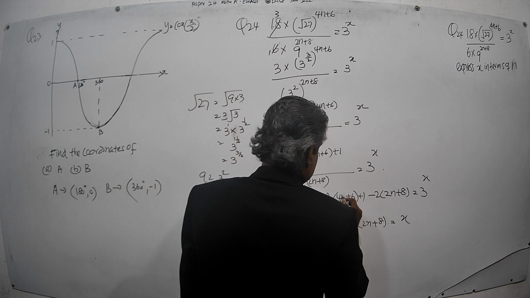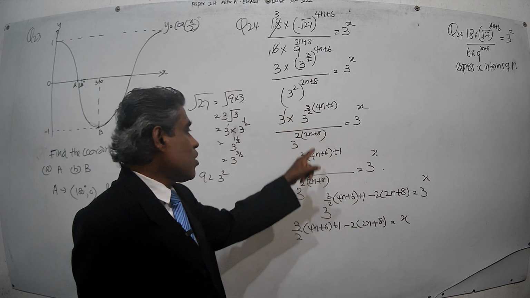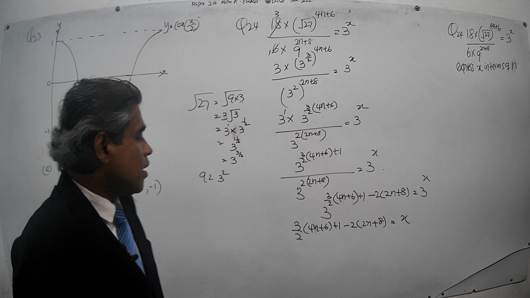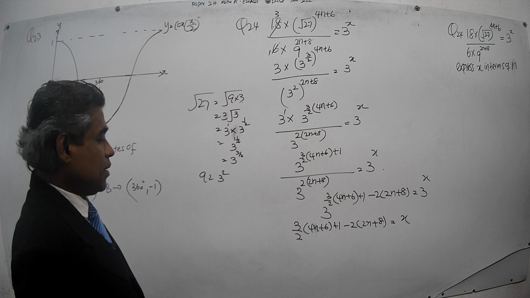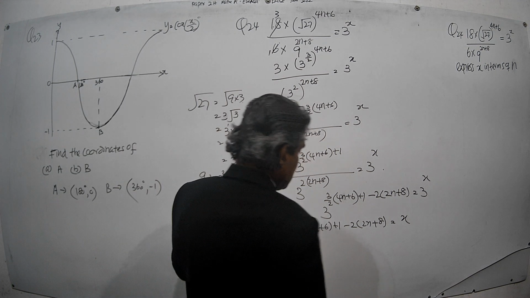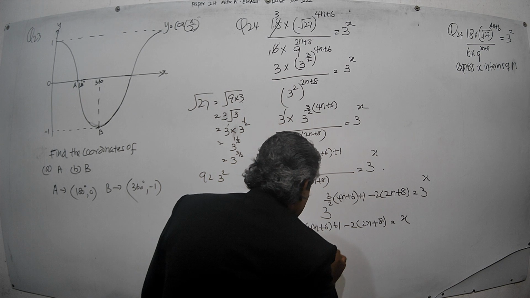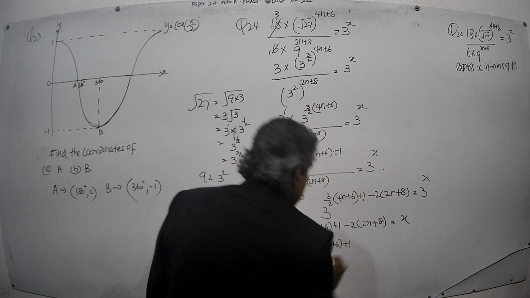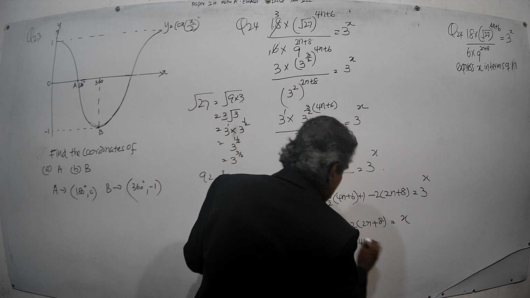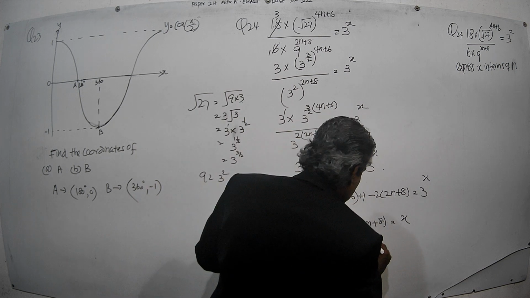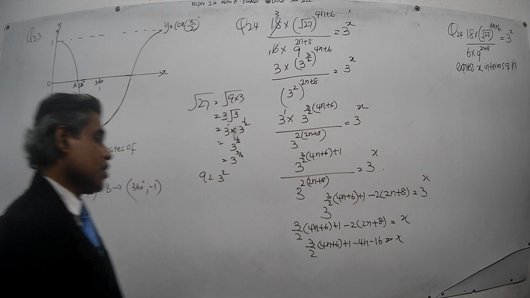Okay. Right. Now we simplify this. How do you simplify? First of all, we will try to remove this bracket. It is easy. Then 3 over 2 times 4n plus 6 plus 1. When you remove this bracket, minus 2 times 2n is minus 4n. Minus 2 times 8 is minus 16 equals what? Equals x.